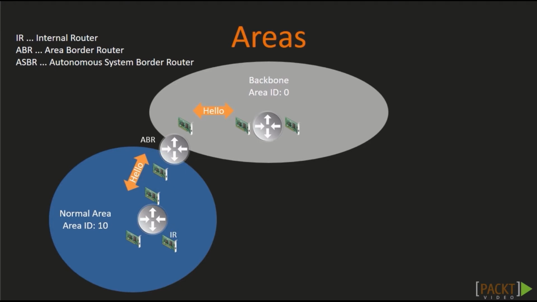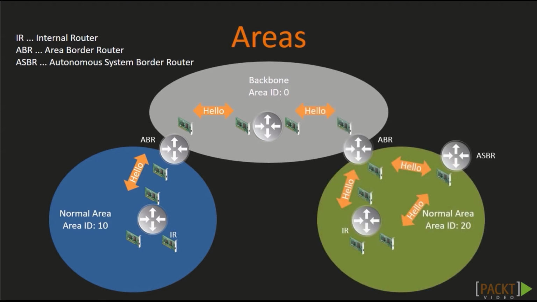Now, these 3 routers start to exchange hello packets, thus allowing these devices to form adjacencies and talk to each other, and they start immediately exchanging routing information. We can add another area with ID 20. We need another ABR. We have an internal router with a couple of interfaces. They're all configured with area ID 20, so we can have multiple areas. Within OSPF, each area is connected to the backbone.